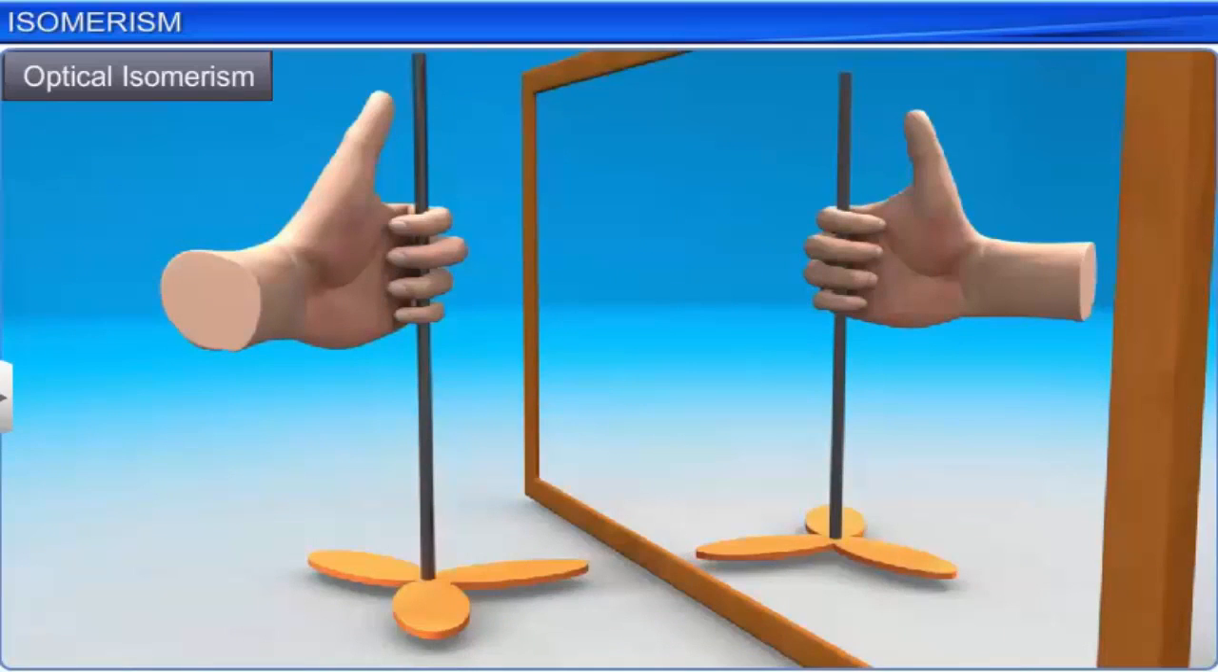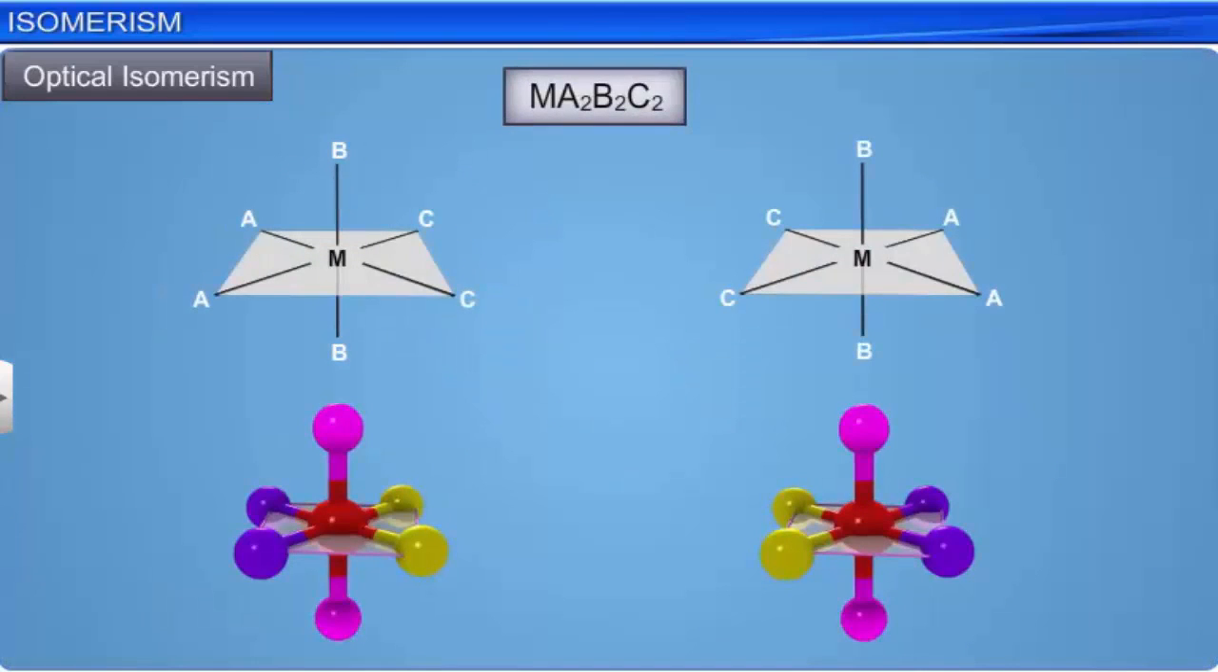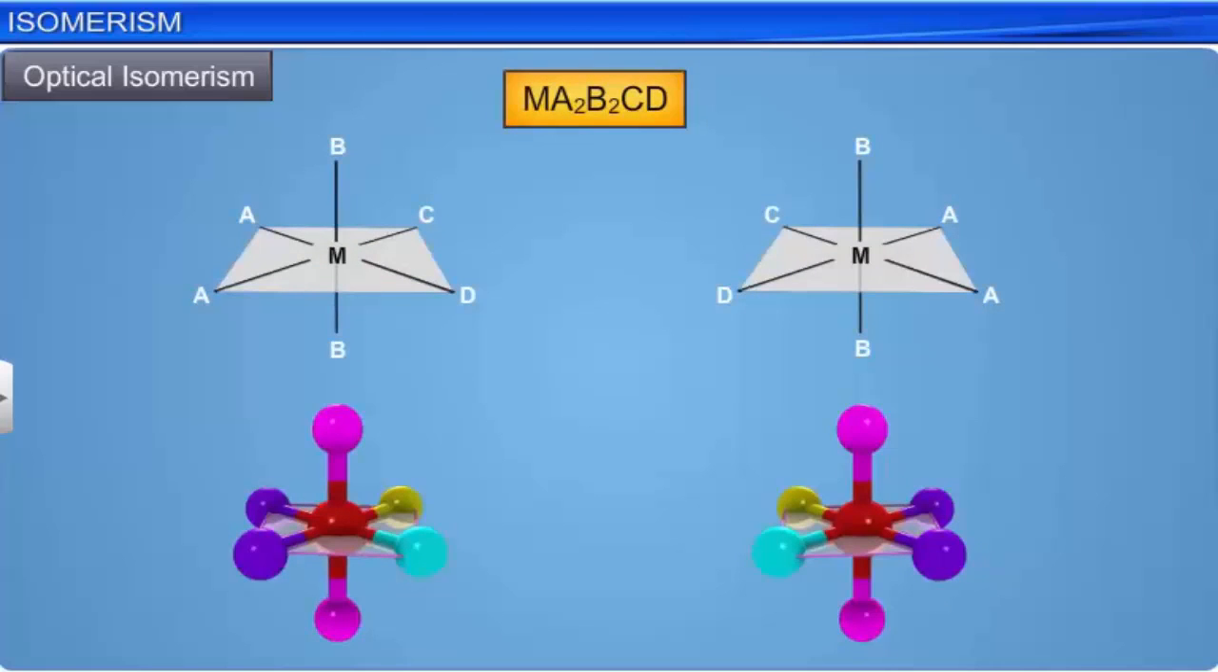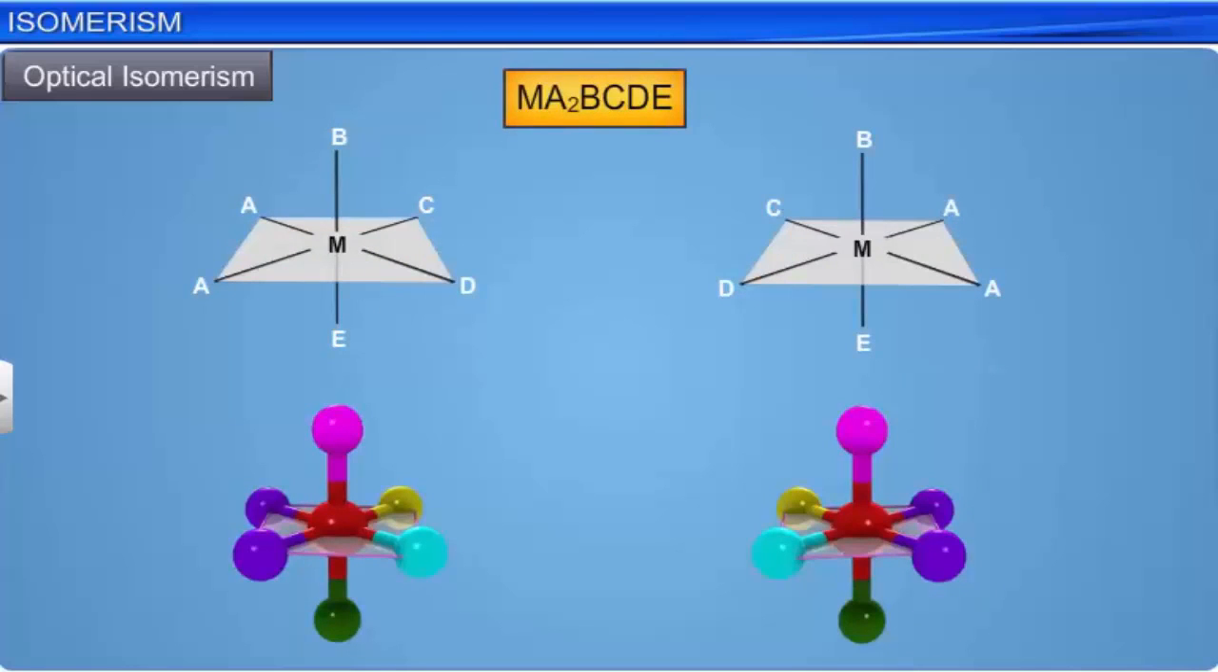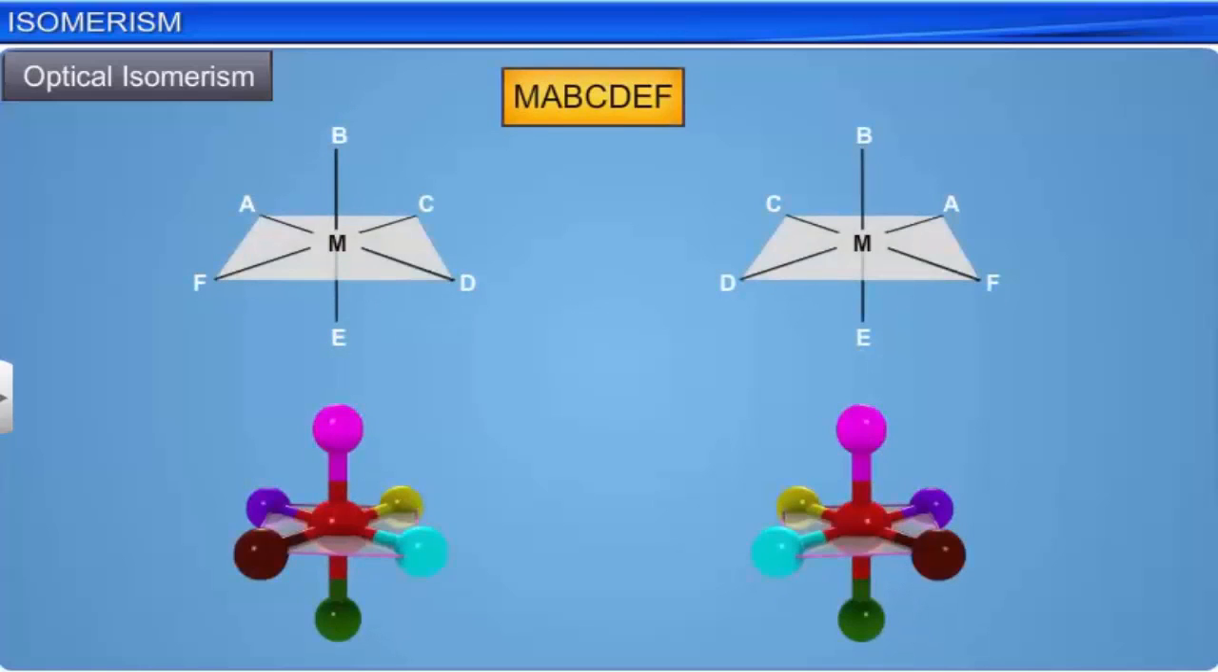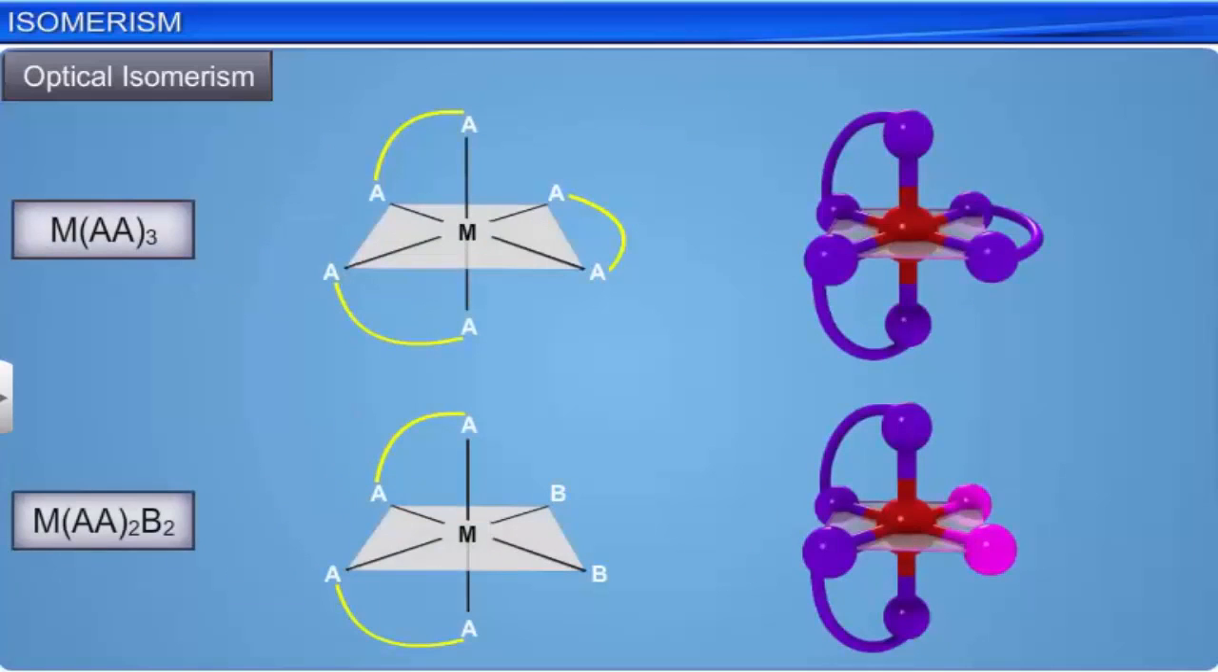Although optical isomerism is possible in a variety of octahedral complexes with unidentate ligands of the types Ma2b2c2, Ma2b2cd, Ma2bcde, and Mabcdef, we will restrict our discussion to complexes containing only bidentate ligands of the type MAA3 and complexes containing monodentate and symmetrical bidentate chelating ligands of the type MAA2B2.